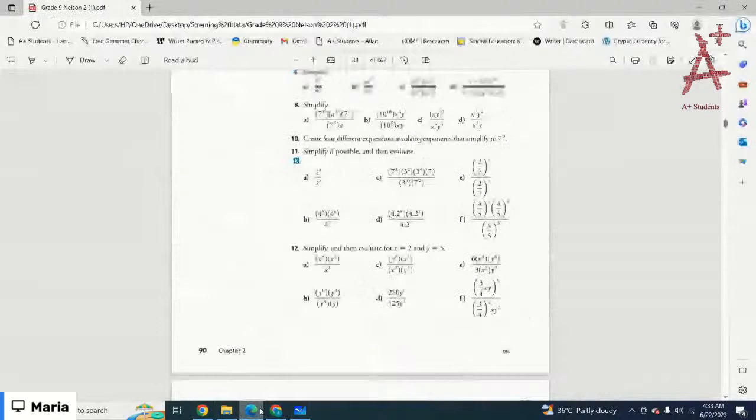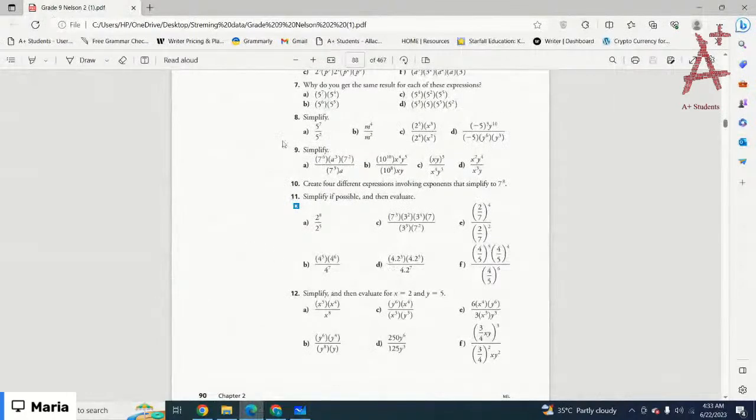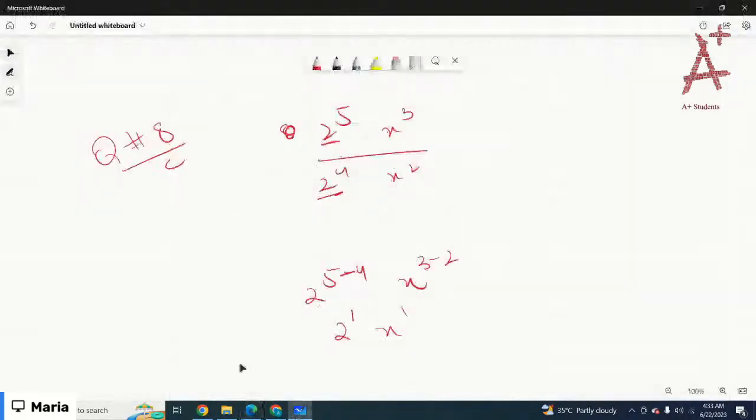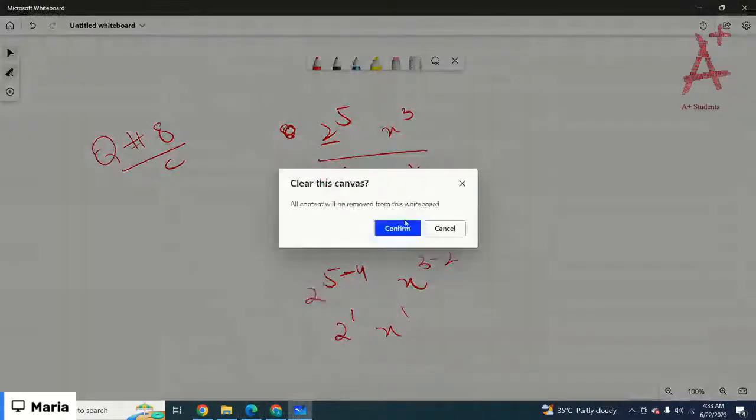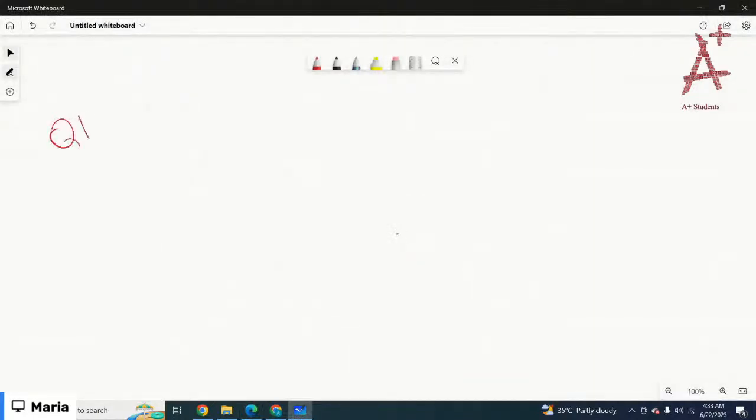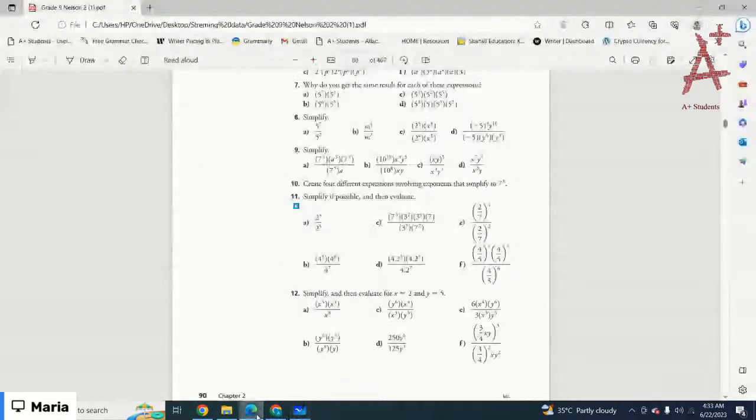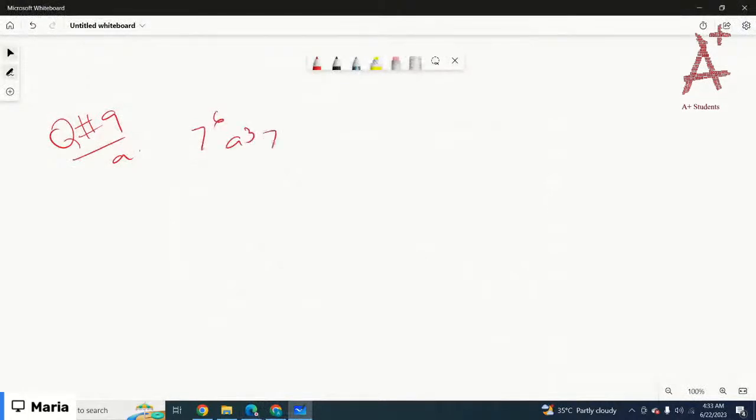Okay, let's start with question number 9A. It would be 7^6 a^3 times 7^2, divided by 7^3 a. So the 7^6 and 7^2, they both are multiplying. You have to add their exponents. Got it?